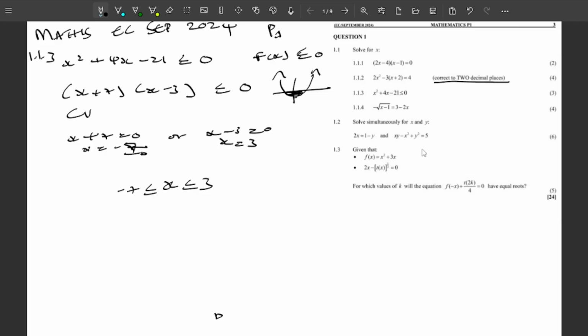You're going to say x is less than minus 7, or x is greater than 3 if it was on the sides. But in this case it is in between because it's less or equal to 0. By that it means the negative values which are less than 0, right? Good. Now coming to the next question, which is 1.1.4.